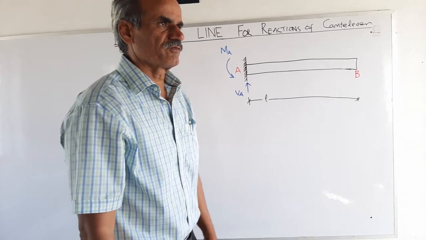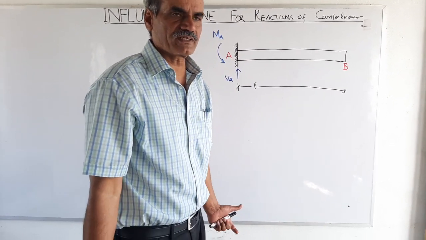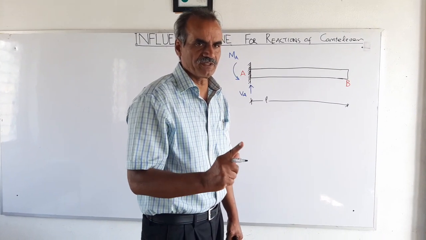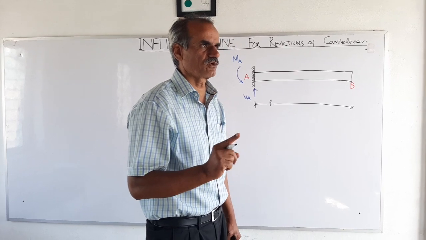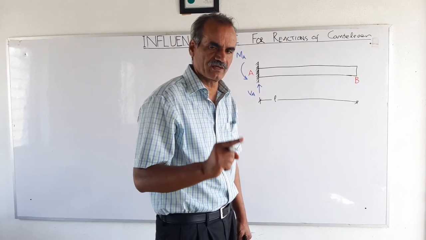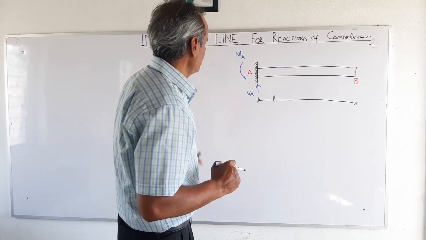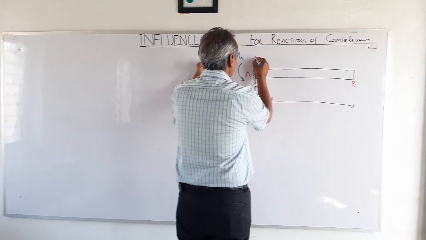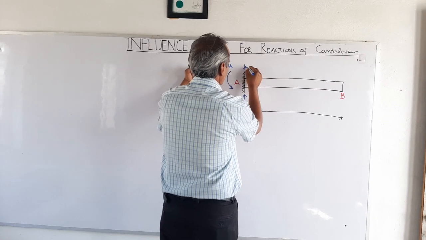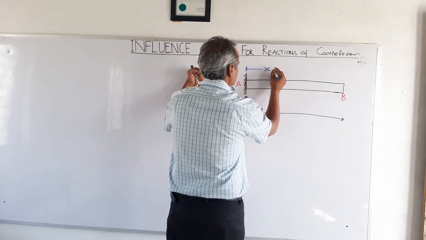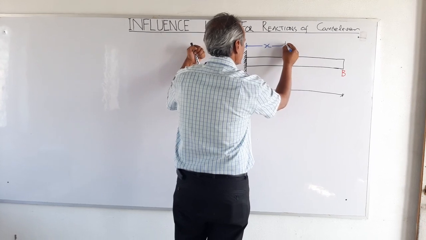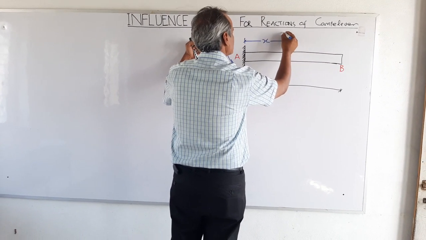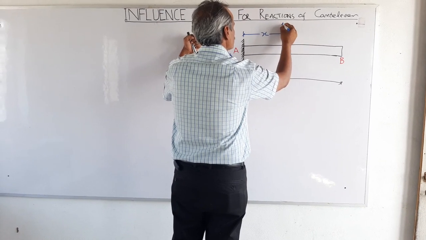One thing is very simple: the load is always defined as a unit moving load. Please remember, it is a unit moving load. We construct an influence line for a unit moving load. Say the load starts moving from this place and has a distance x anywhere in the span, and this is the unit load.